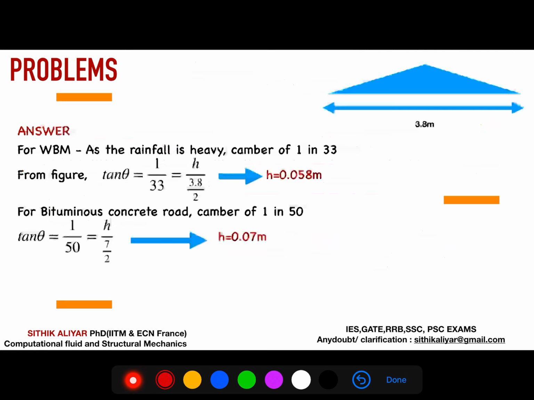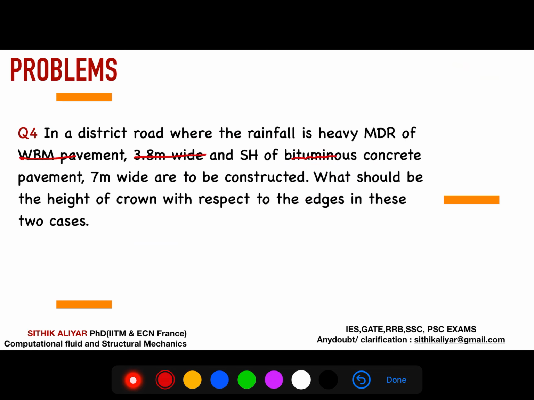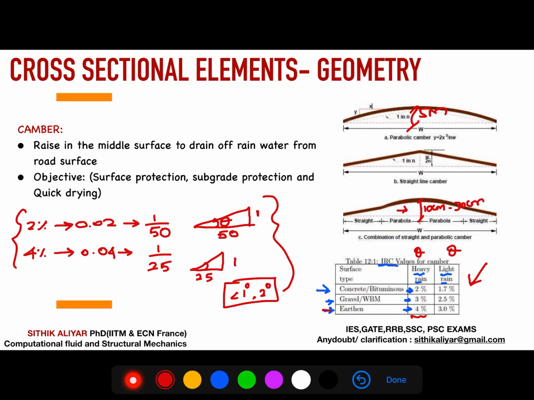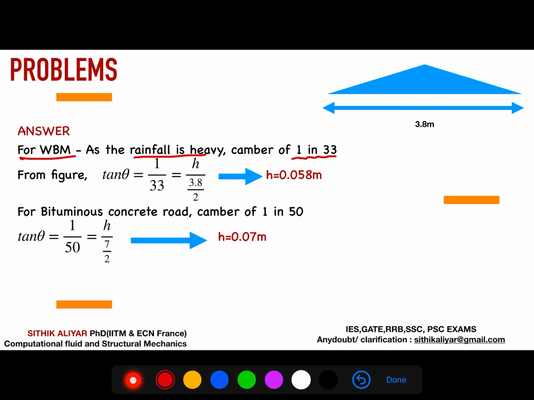So going into the answer, for waterborne macadam road and the rainfall is heavy, you can choose from the table. It is 1 in 33. I will show you the table first. You see 3% is given, right? For gravel or waterborne macadam road, heavy rainfall area, they have given 3%. So I took that 3%. 3% is nothing but 0.03, which can be written as 1 by 33, right? So 1 in 33.